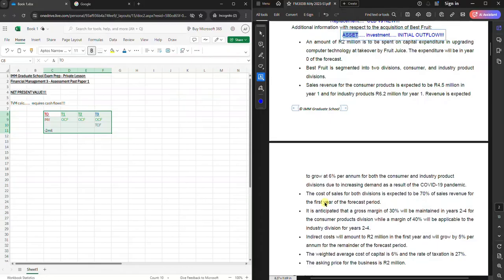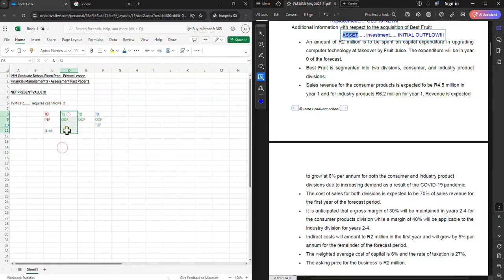Brilliant. So then it says Best Fruit is segmented into two divisions, consumer and industry product divisions. Then it says sales revenue for the consumer product is expected to be 4.5 million in year one. Highlight that, 4.5 million. And industry products, 6.2 million for year one. So those are for the two different products.